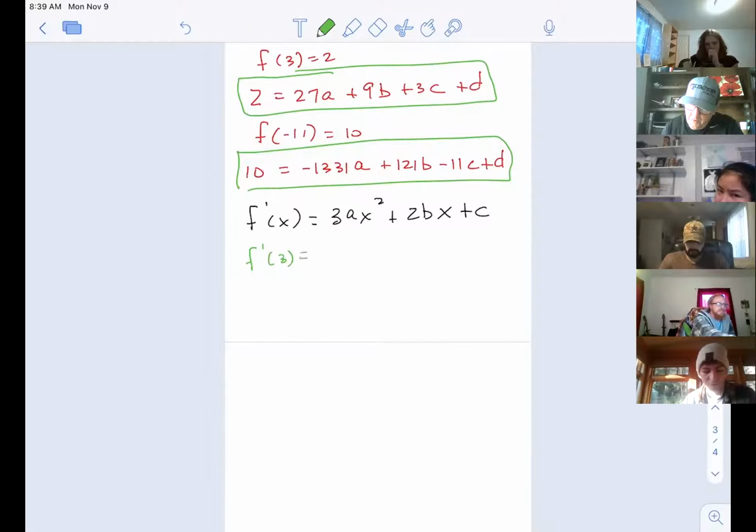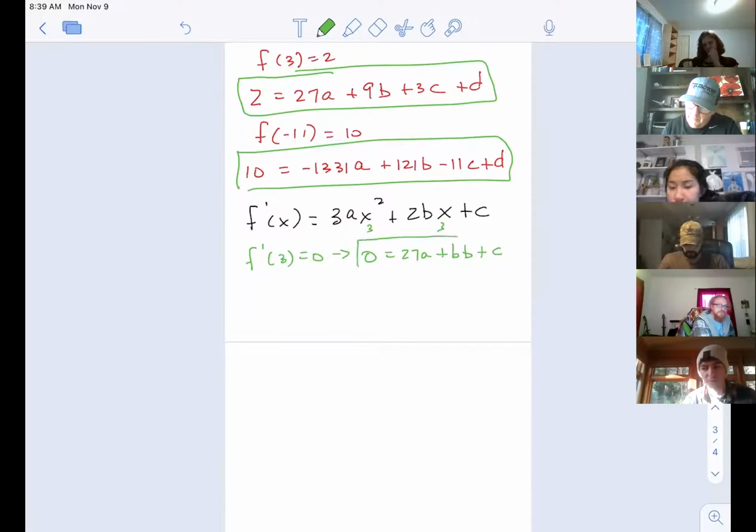So doesn't that imply that 0 equals 3 times a times x, where x is 3? So I have 3 times 3 times 3, I have 27a again. It's kind of a coincidence that's 27 again. And then I have x is 3, 3 times 2 is 6, so that's 6b, and then there's just c. Isn't that a third equation? Now it doesn't have a d in it, but isn't that a third equation that has these unknowns in it?